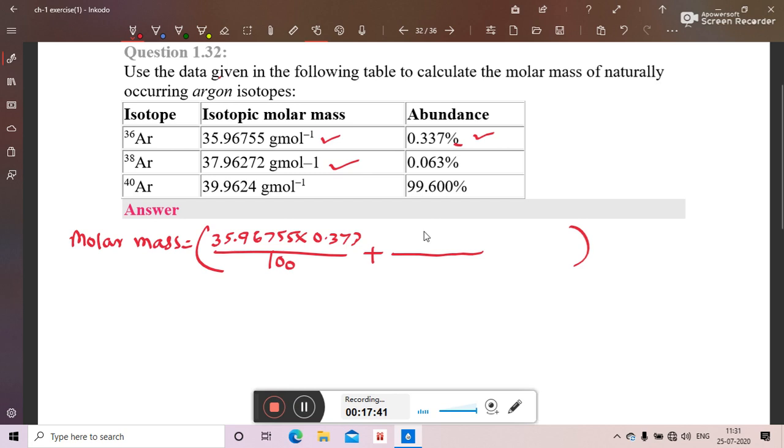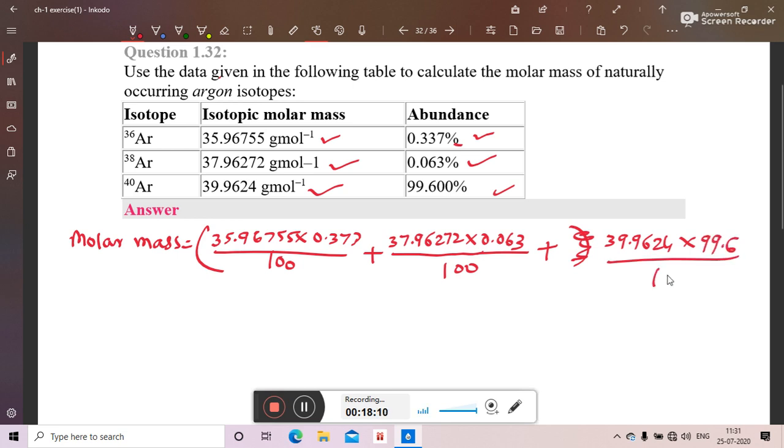Then in between you have to put a plus sign. Then the second isotope has molar mass 37.96272. Then we have to multiply it with the natural abundance, that is 0.063. And when we remove the percentage sign, again we have to put 100 in the denominator. Plus the third one is 39.9624 multiplied by 99.6 upon 100.